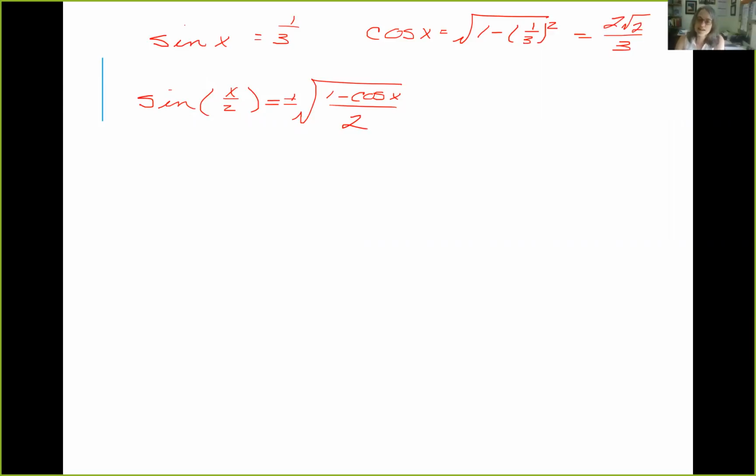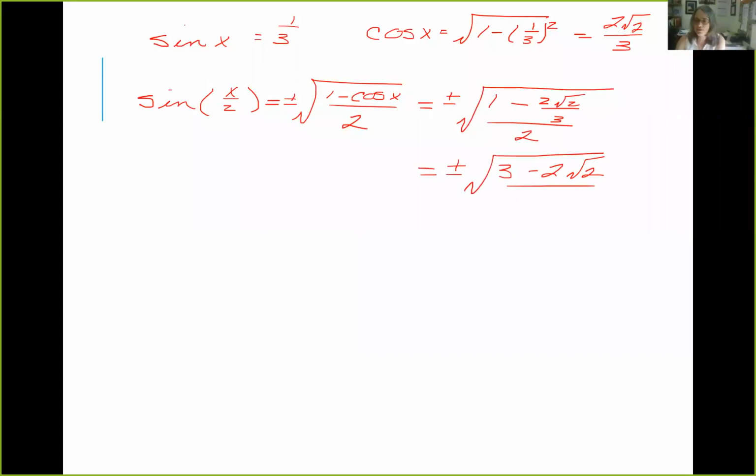So my sine of half of this angle is going to be equal to the positive and negative square root of 1 minus 2 square root 2 over 3, all divided by 2. Which simplifies to not anything really pretty. It simplifies to positive and negative square root of 3 minus 2 square root 2 all over 6. That is the sine of half of that angle.